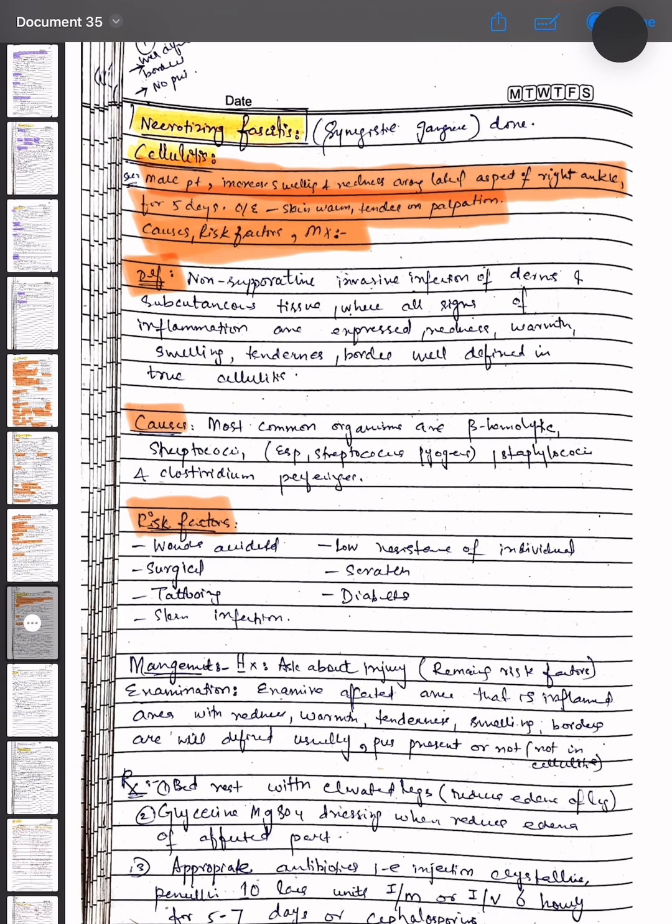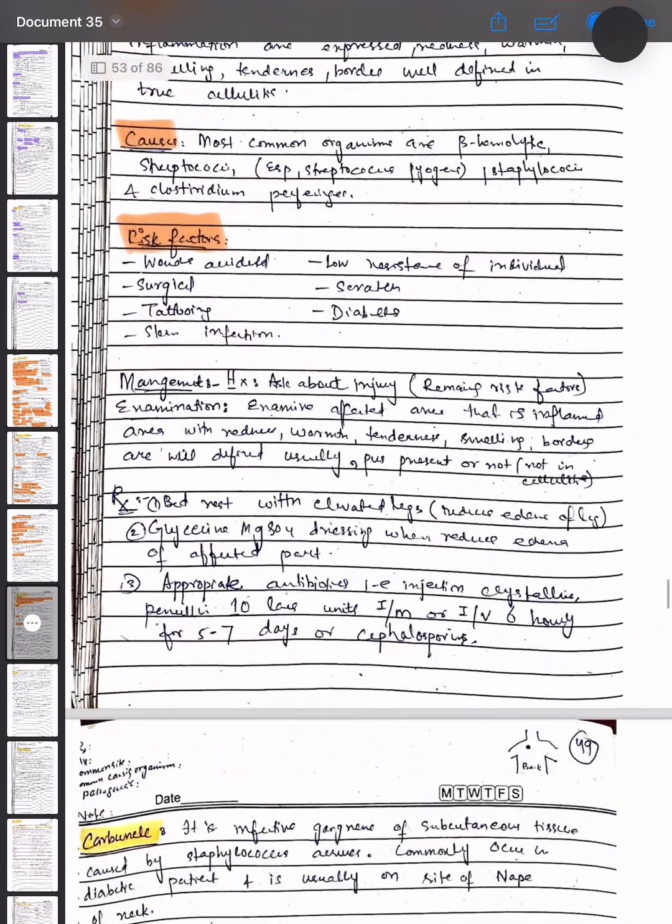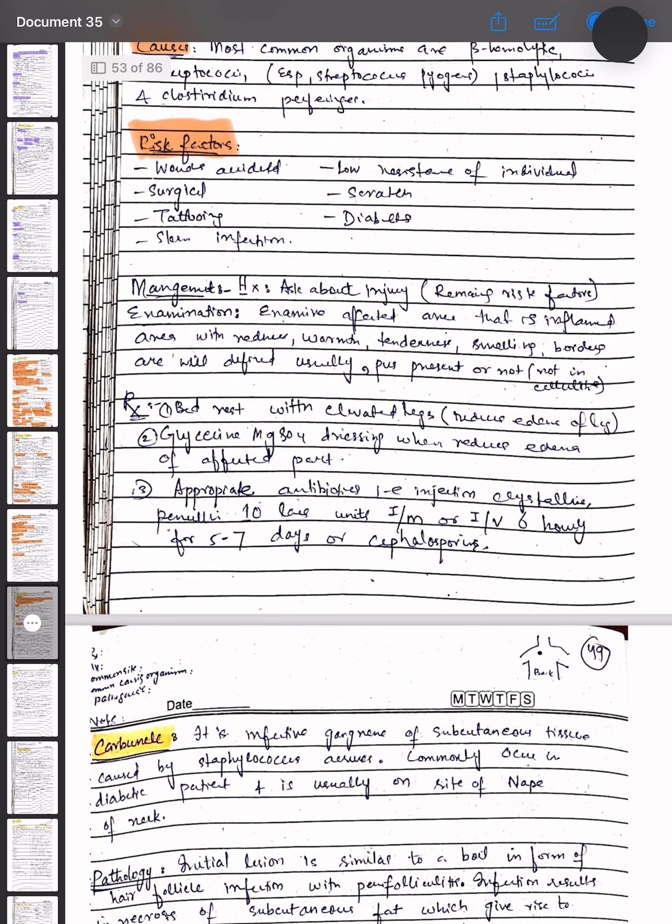Okay. Now, what are the treatment options? First of all, provide the patient management history. Okay, bed rest with elevated legs to reduce the edema of the leg. Then glycerin magnesium sulfate dressing reduces edema of the affected part. Then appropriate antibiotics, that is injection crystalline penicillin 10 lakh units, intramuscular or intravenous, or orally for 5 to 7 days, or cephalosporin. Okay, so this is a small topic.